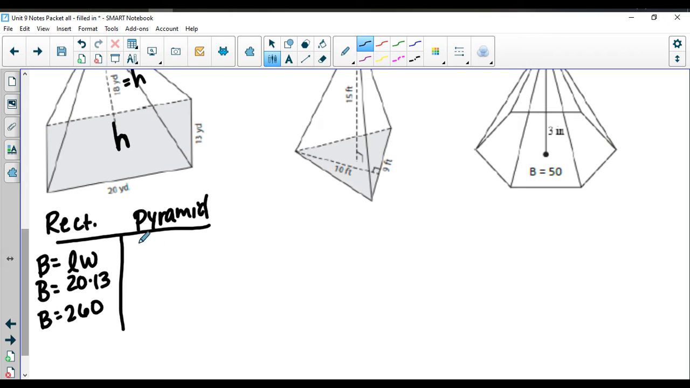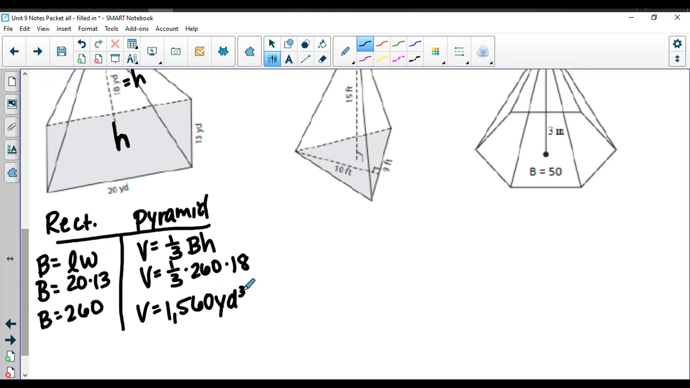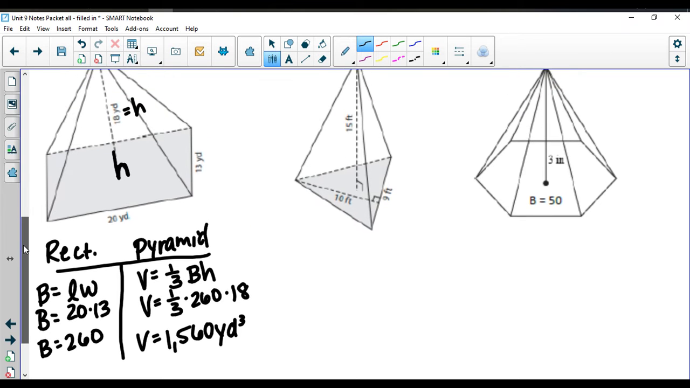For the actual pyramid part, for us to find volume, we're going to do 1/3 capital B little h. So in our volume, we're going to do 1/3. Area of the base was 260, and the height here was 18. So if we do 1/3 times 260 times 18, then we get a total volume of 1,560 cubic yards.